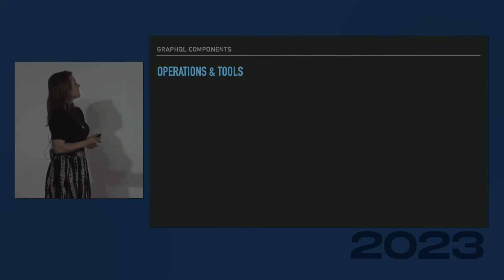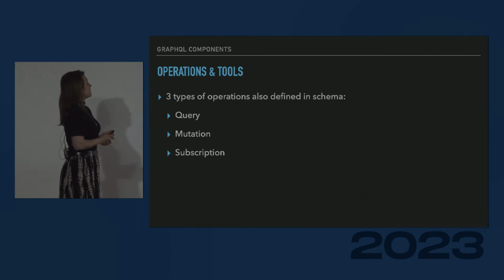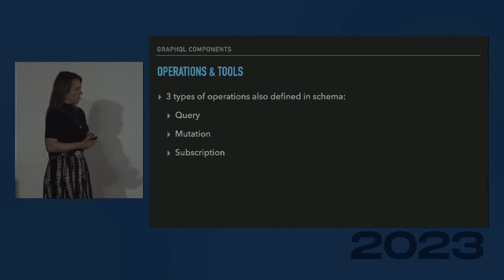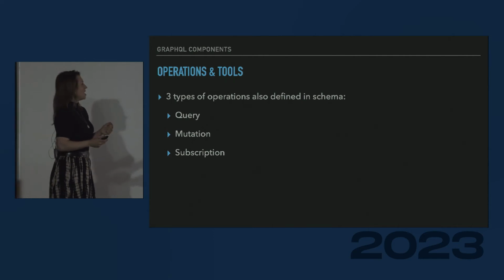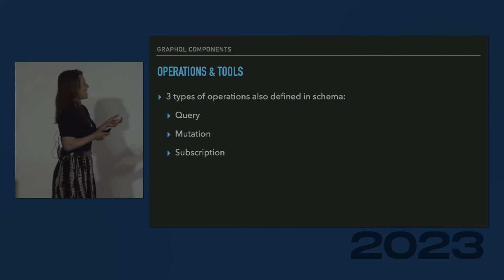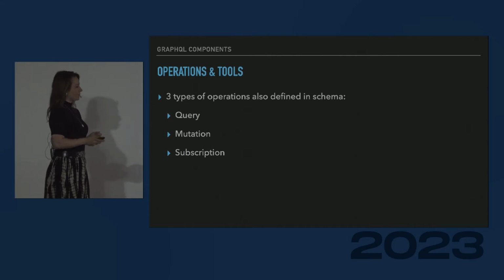Okay, now the operations and tools. There are 3 types of operations that you can use, and they're also defined in the schema. The first is the query. It's basically like the get, where you can ask for data. There are mutations, where you can basically change the data on the server. And then there are subscriptions, where you basically say, hey, let me know if you change something on your server.